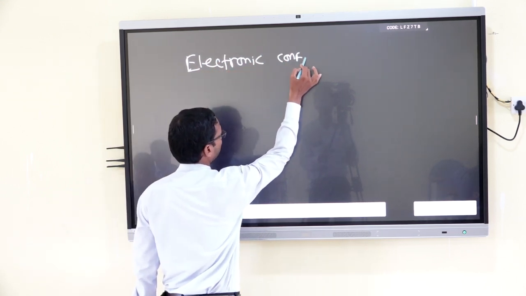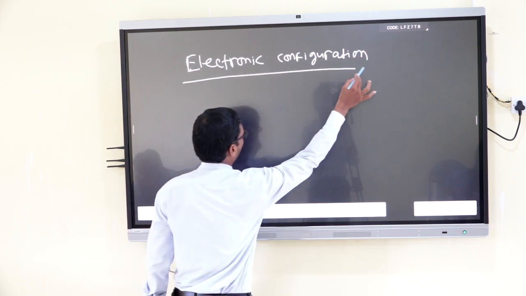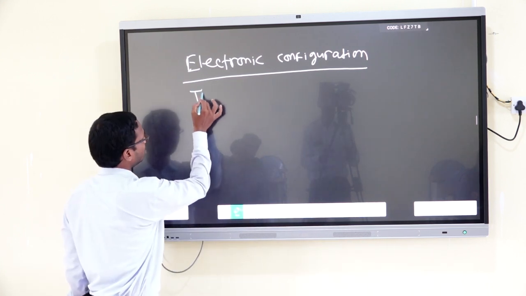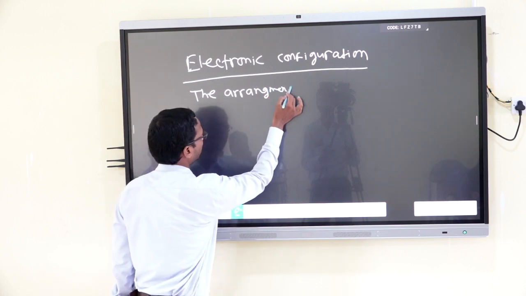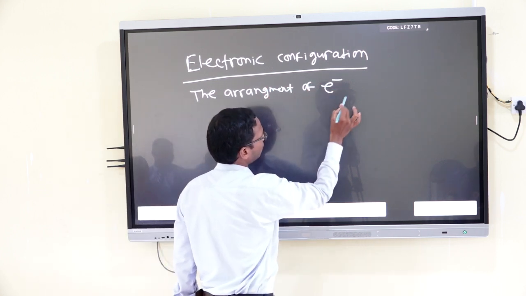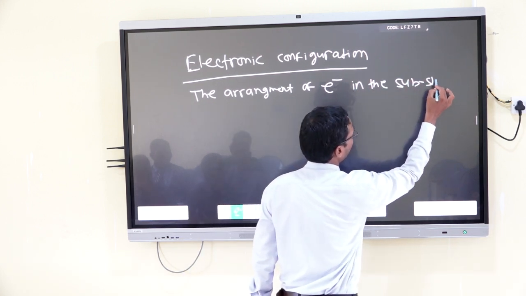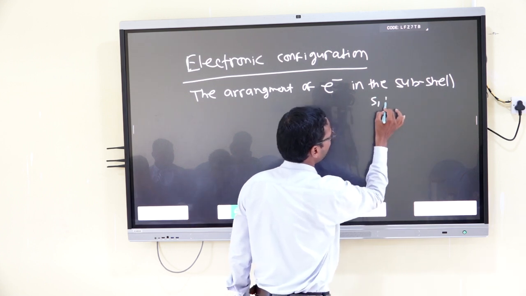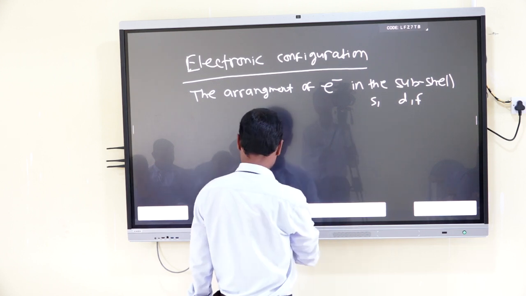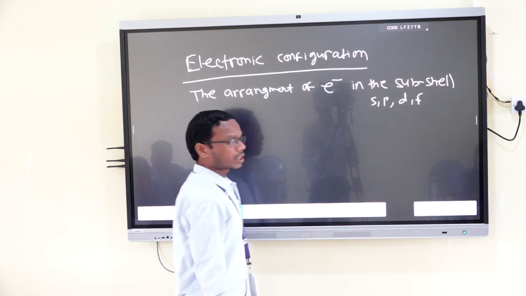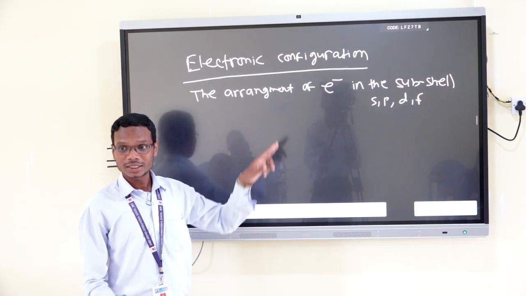Electronic configuration. What is electronic configuration? The arrangement of electrons in the subshells, that is s, p, d, f. This is called electronic configuration. Now, how are electrons arranged in the subshells? There is a rule.